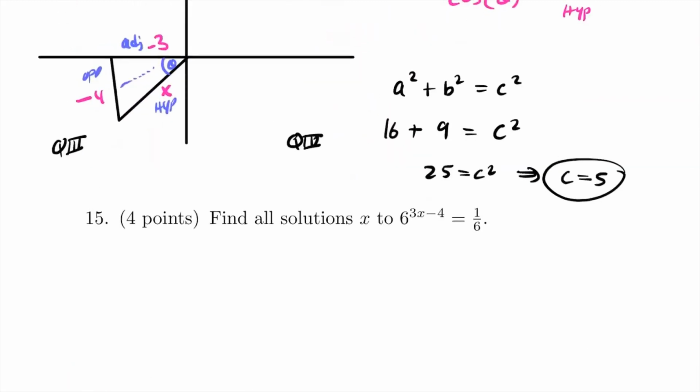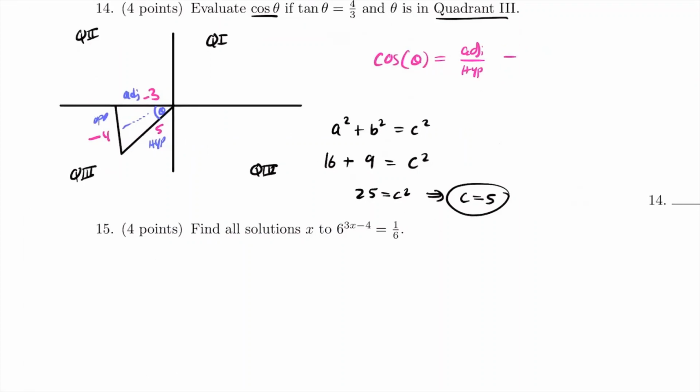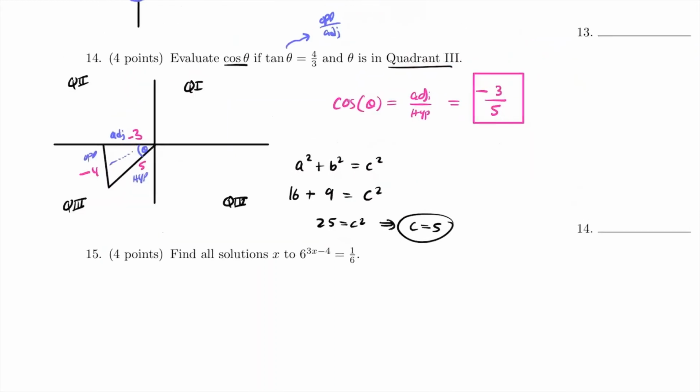So now I'm going to go ahead and erase x and label that to be 5. So we found the hypotenuse. All right, now we can write down cosine theta. Cosine theta would be negative 3 over 5. There you go. That would be the value for cosine theta.